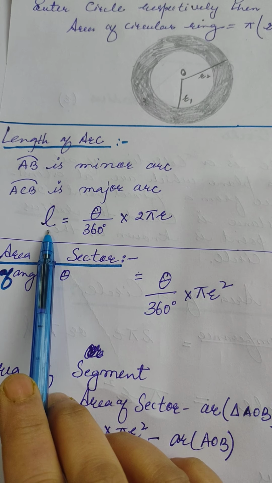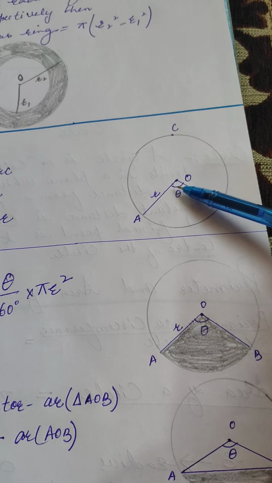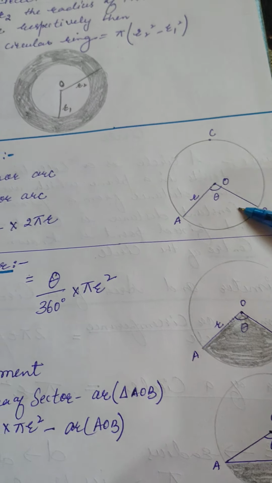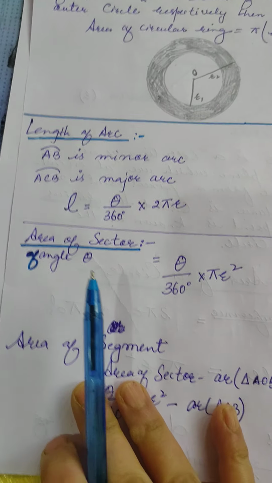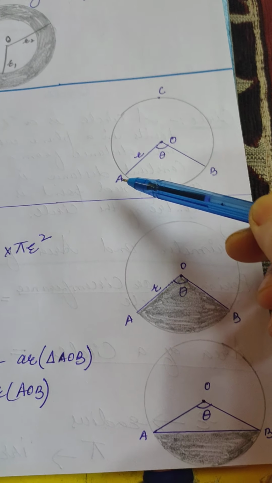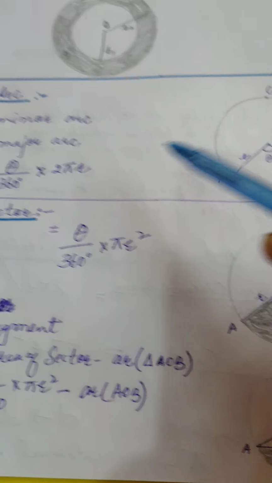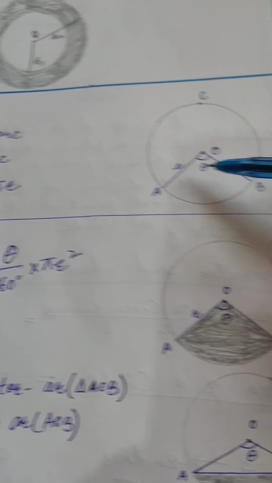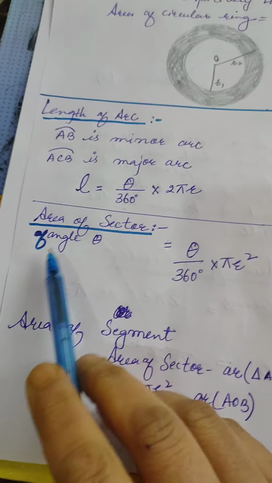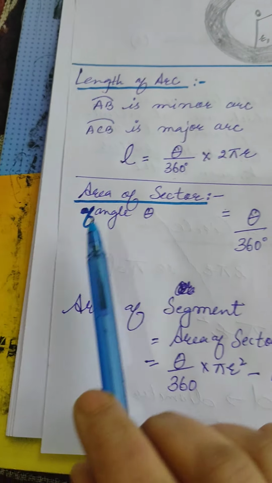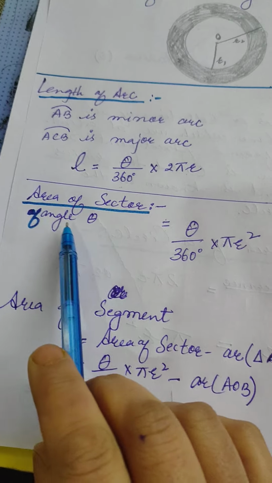Now length of the arc is equal to theta by 360 into 2 pi r. Here theta is the central angle of the arc, pi is the irrational number and r is the radius of the circle. So if we have to find the length of this minor arc, theta by 360 into 2 pi r is the formula. You can also find the length of the major arc ACB by the same formula. Now the area of a sector of an angle theta.